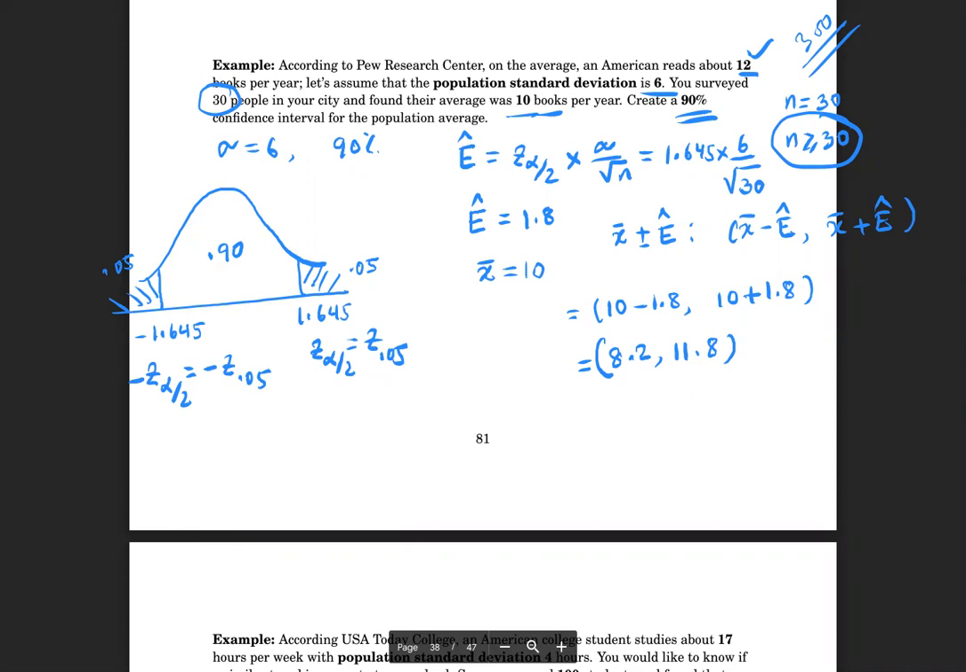However, Pew Research says it is 12. That 12 is not included in this interval. So you'd probably disagree with Pew Research's conclusion, at least for your city, okay? At least for your city, because the interval does not include the general population average, which is 12 books per year. And how do they even find that number? I don't know. Okay.